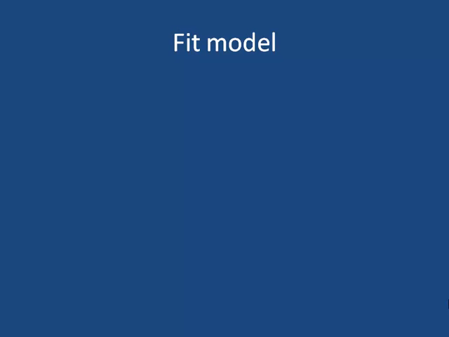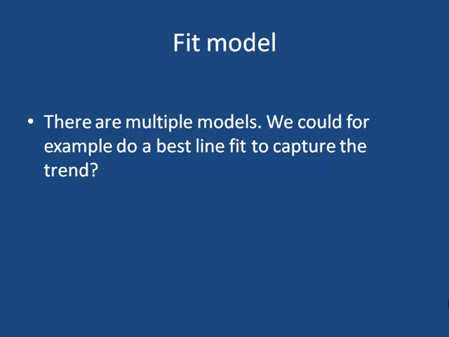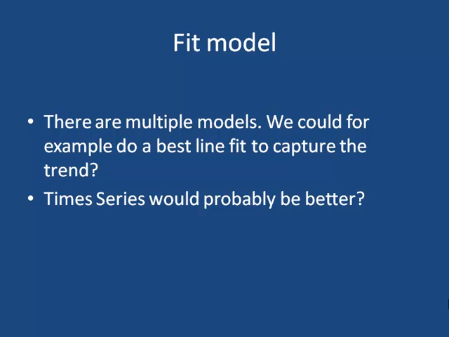Next, we want to fit a model. Now, there are multiple models. I mean, we could, for example, do a best line fit to capture the trend. Otherwise, we might fit a time series. I mean, that would give a more realistic, better description, because it'll have a trend and a noise term and you know the rest. How about neural nets? Bayesian? There are loads and loads of options.